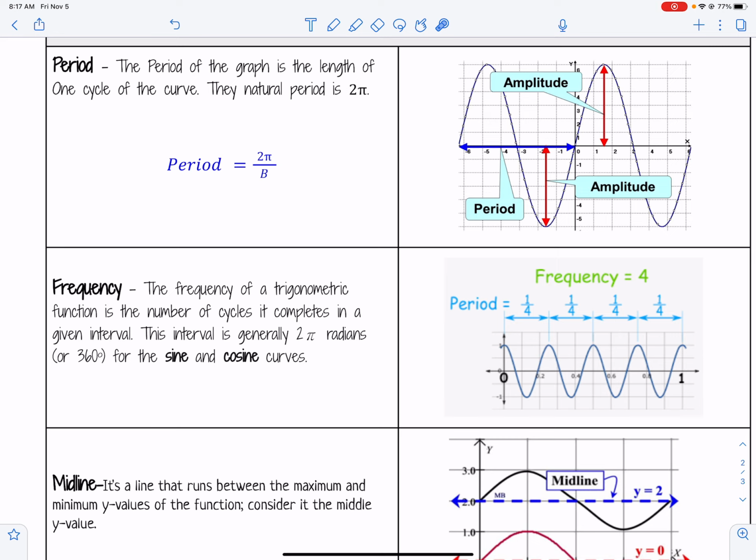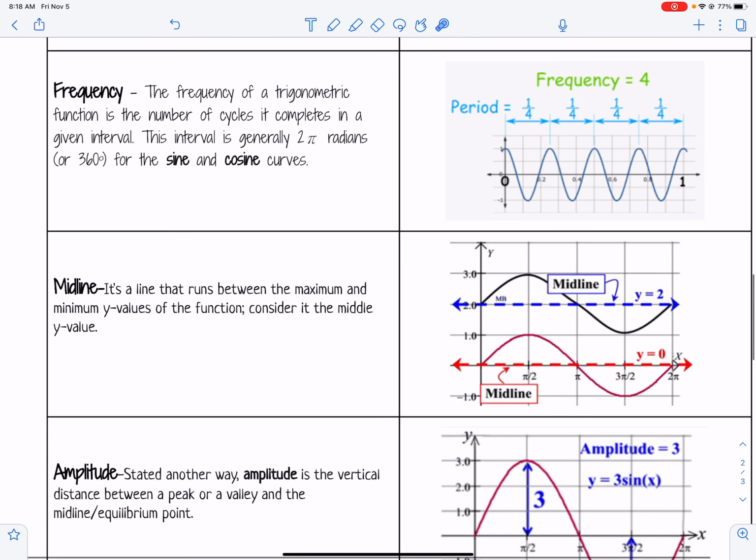Period, that we've already mentioned, is the length of one cycle of the curve. Normally, we look at 2 pi as being our period, so from 0 to 2 pi. And then they've got amplitude labeled right here. We can say that amplitude is from that midline, which is the middle of your curve, to the top of the graph, or the middle of your curve to the bottom of the graph. So that's the amplitude. We'll talk about that again in a minute.